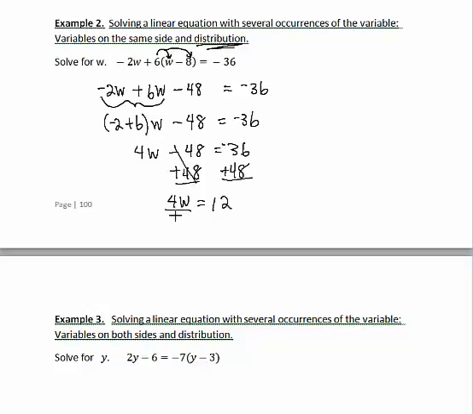4 is multiplying the w. I want to do the opposite and divide by 4. I divide by 4 on both sides. The 4 cancels on the left, leaving a w on the left by itself. 12 divided by 4 is 3.